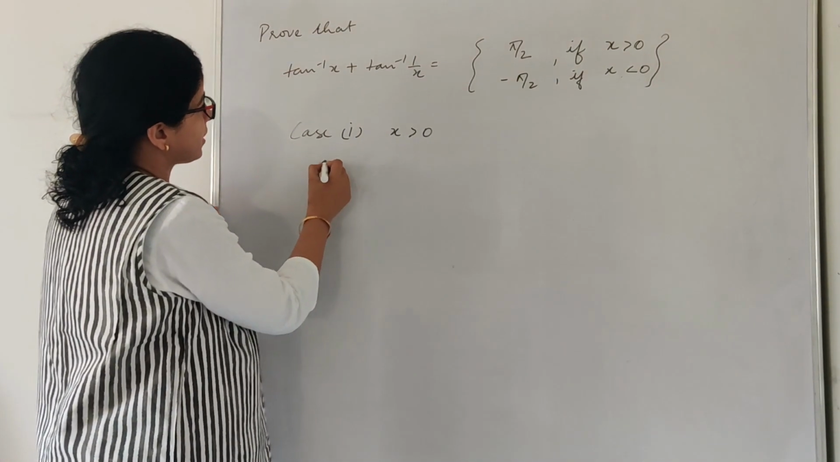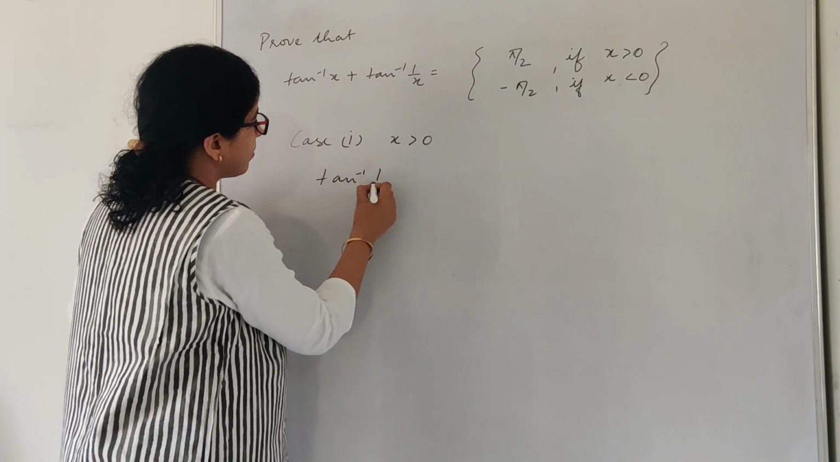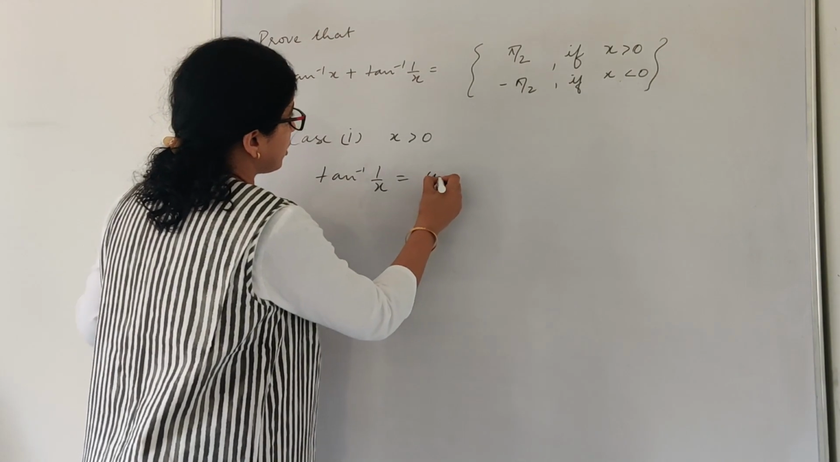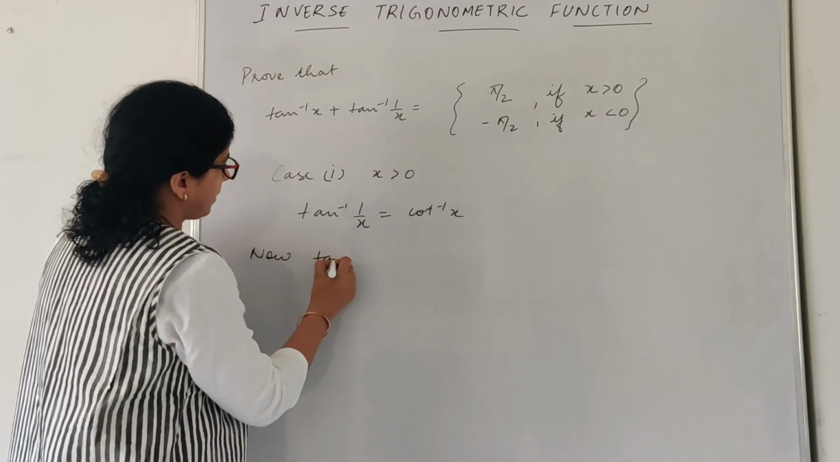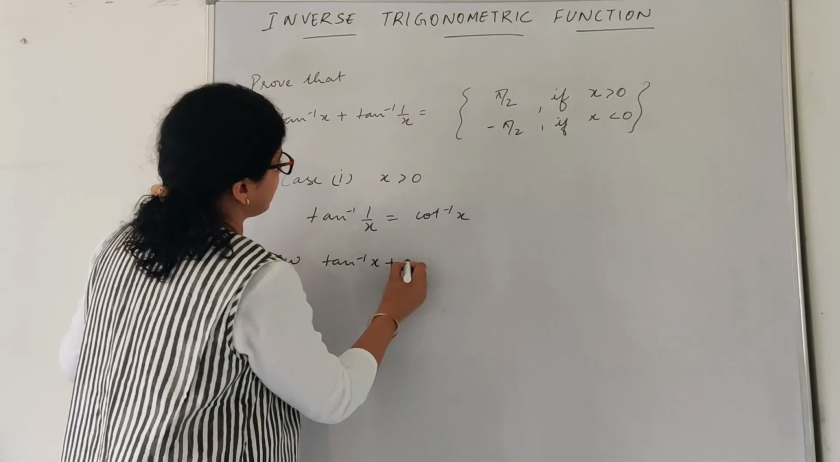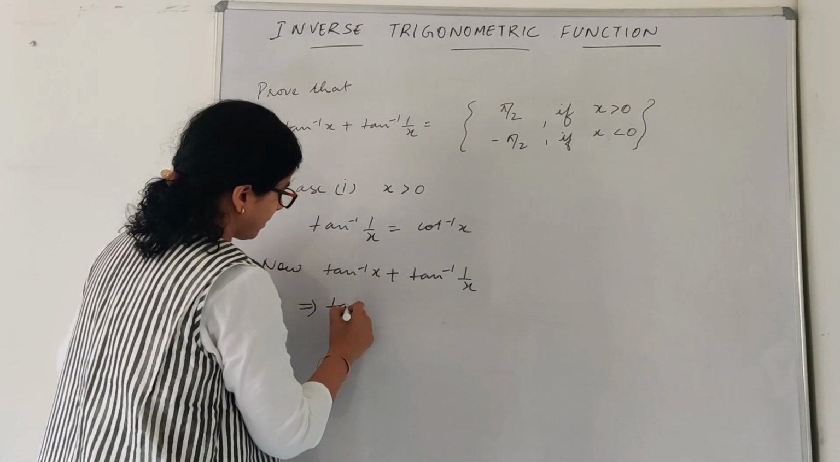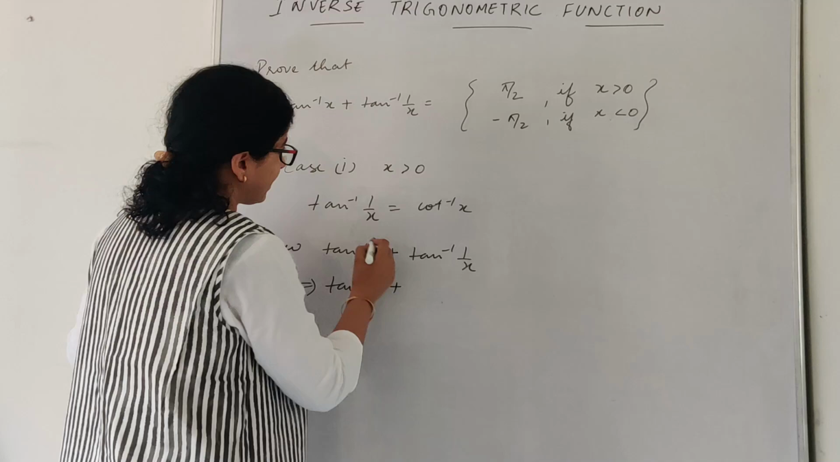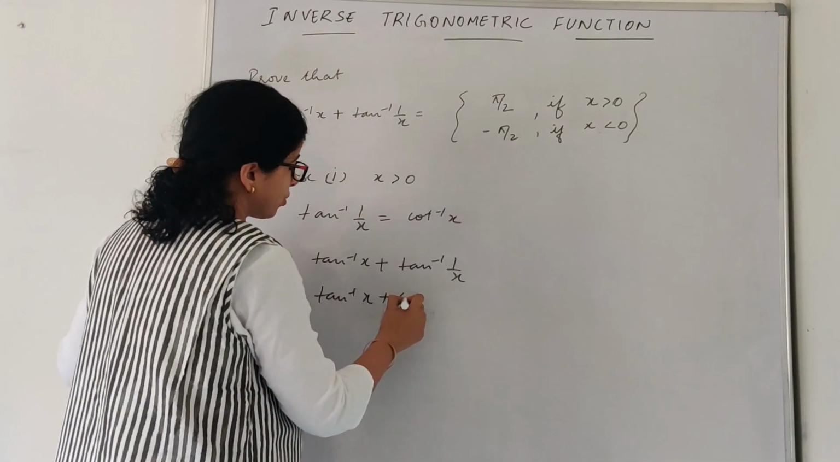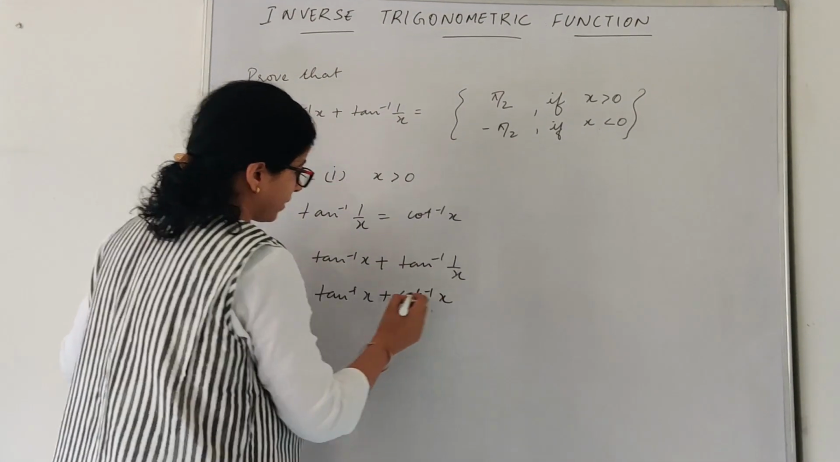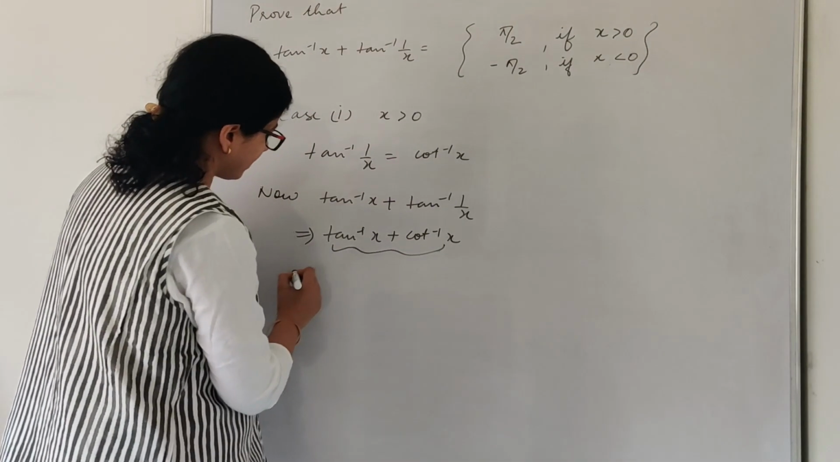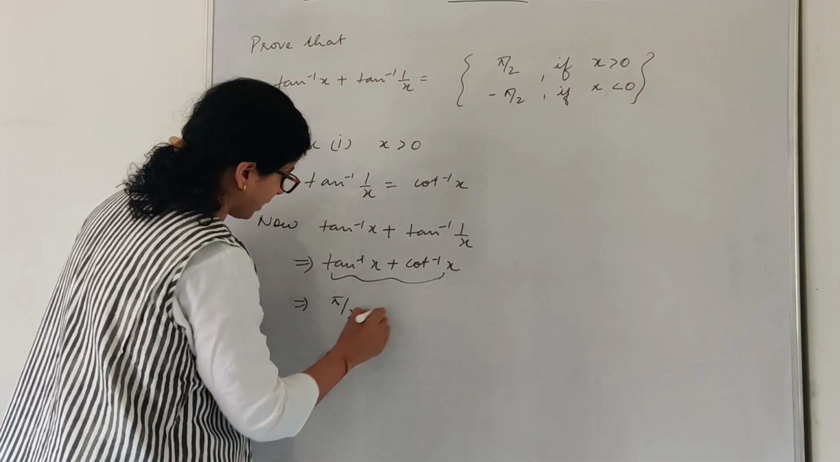When x is greater than 0, tan inverse 1 by x becomes cot inverse x. So tan inverse x plus tan inverse 1 by x, what will it be? Tan inverse x, and tan inverse 1 by x will be changed to cot inverse x, right? And we know this is equal to pi by 2.